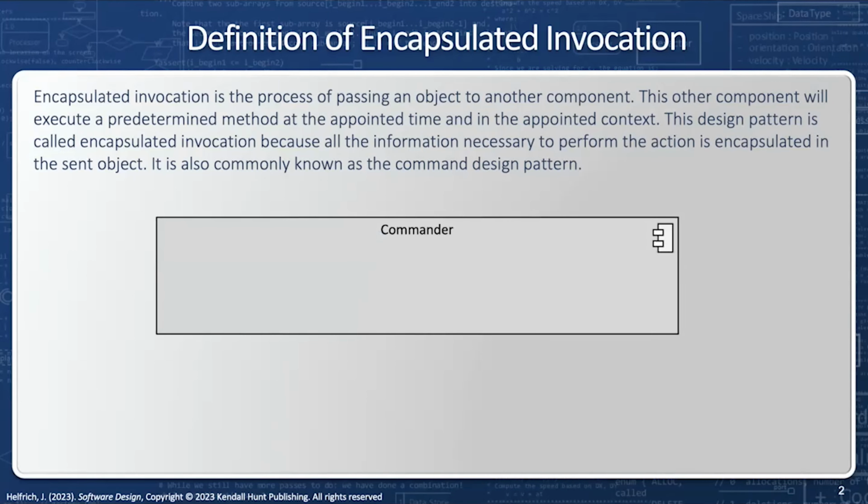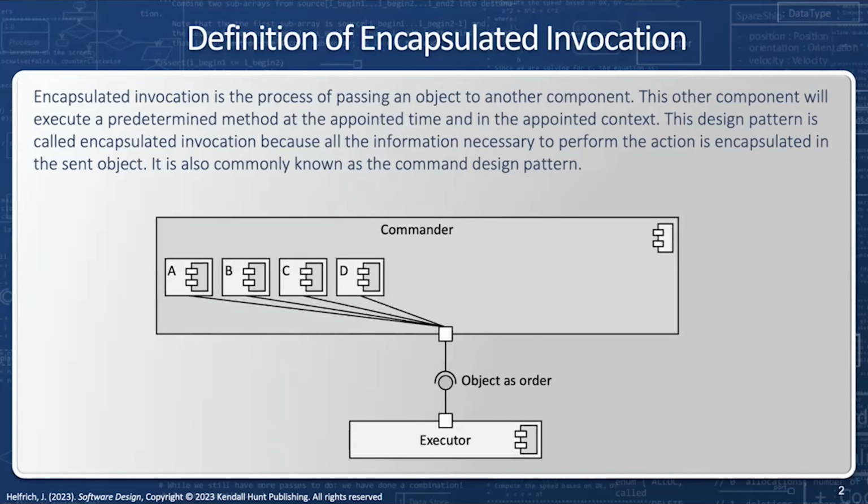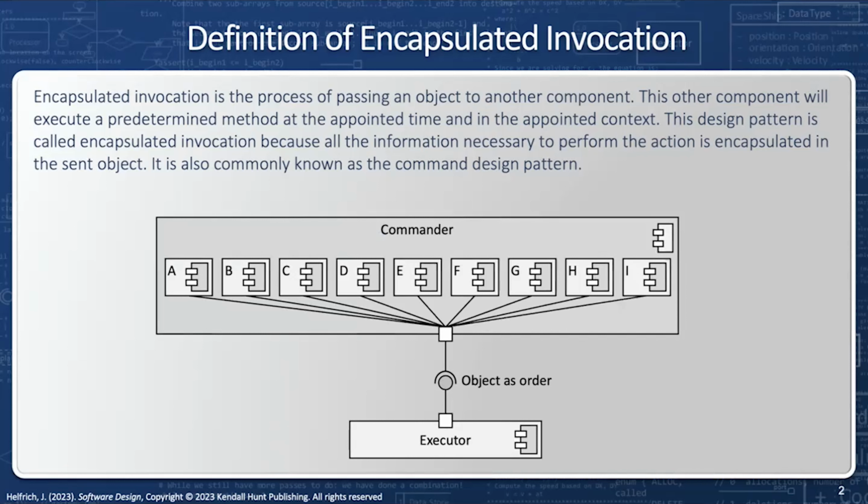So we have the commander who wants the order to be carried out, and the executor who's going to carry it out. And then we have the shared interface between them, and the important thing to note is the order is sent as an object. Now notice the commander may have many different subcomponents within it, each of which is able to create an order as an object that is then sent to the executor.